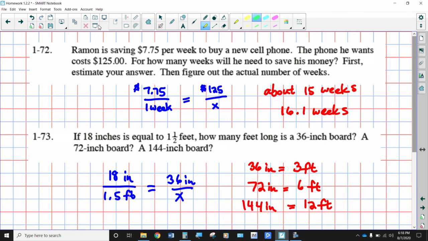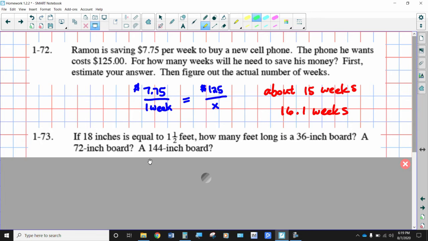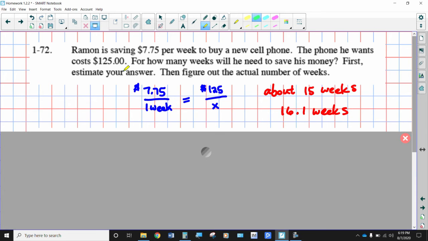All right, let's do some proportional reasoning here. Ramona is saving $7.75 per week to buy a new cell phone. The phone she wants costs $125. Obviously, this is not an iPhone, or probably a smartphone for that matter. The phone she wants is $125. For how many weeks will she need to save this money?